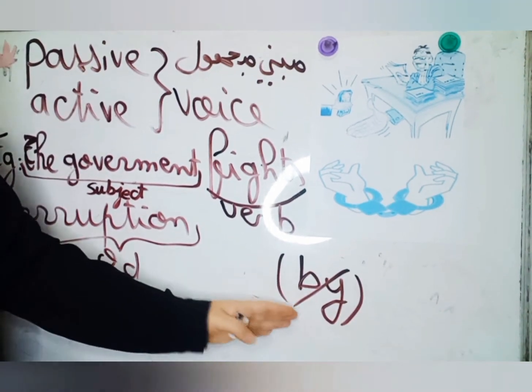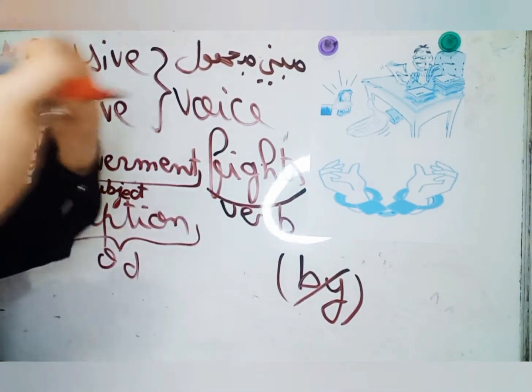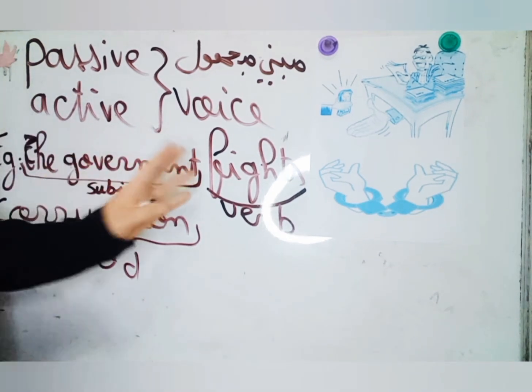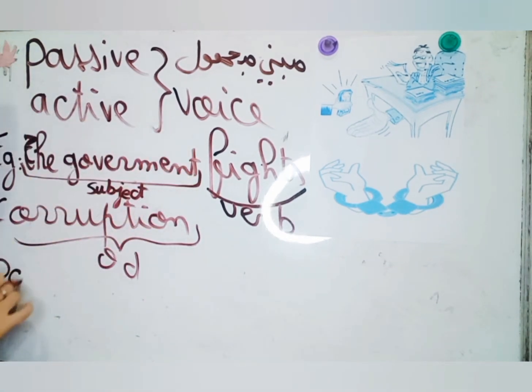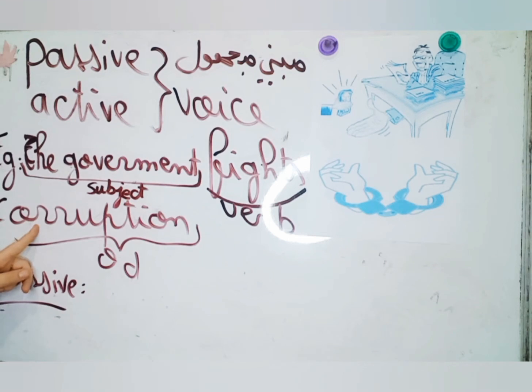But first of all, what does by mean? It means عن طريق ولا من طرف. For example, حابين نحولوها لباسيف. We want to change it to passive voice. مبني للمجهول. The first thing we do, what do we do here? We start with the direct object. أول حاجة نديروها نبدلو، نبداو بالdirect object. Corruption.